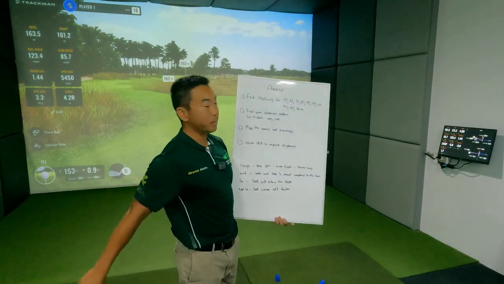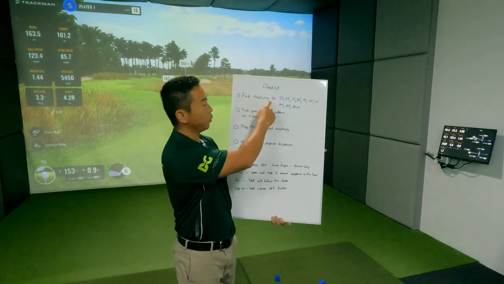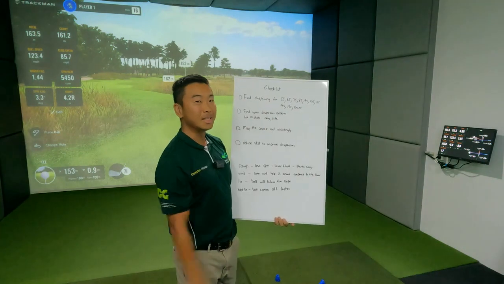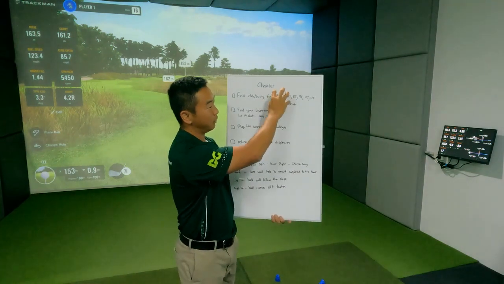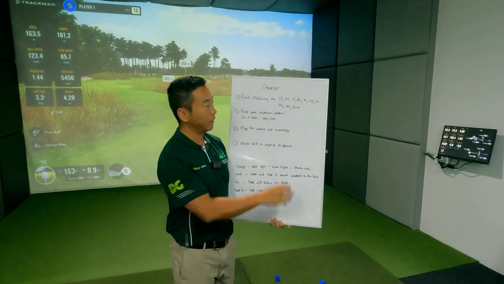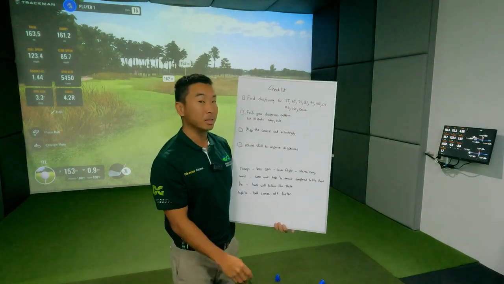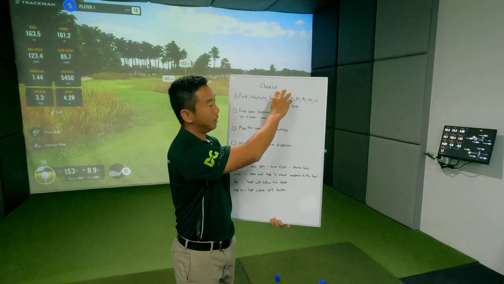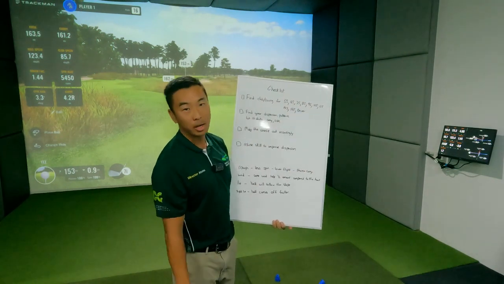So first box that we must tick is find a club or a swing for these distances. And the reason why we've identified these distances, I didn't come up with these. TrackMan have identified that these are the 10 most important distances to be able to hit. If you can play these 10 distances, you can get to a scratch handicap.